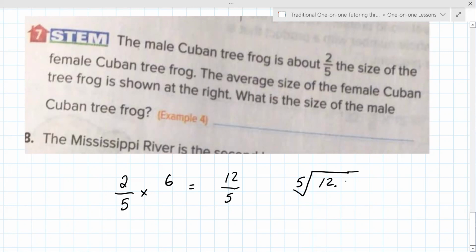I don't know if we've done this before, but 5 goes into 12 2 times. 2 times 5 is 10. You subtract, bring the 0 down. 5 goes into 20 4 times. So it's 2.4 inches is the length of the tree frog.